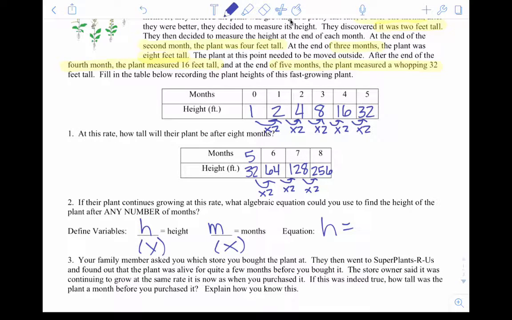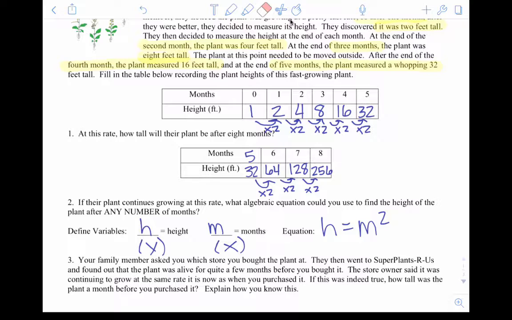Try again. If you're still struggling with it, I will tell you that an exponent is involved. So some of you might have thought, well, maybe it's m squared. So let's try that out. If I were to plug in 0 for m, I get 0 squared, which is 0 times 0. Well, that equals 0, which is not my height. So that's not right. Try again.